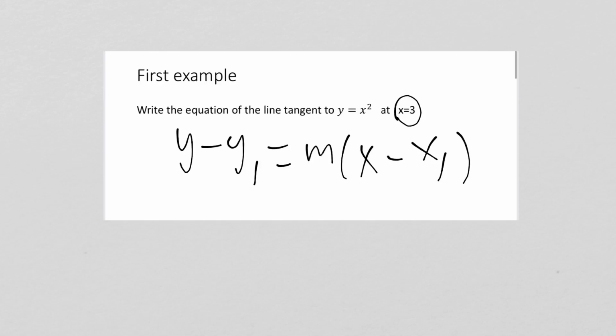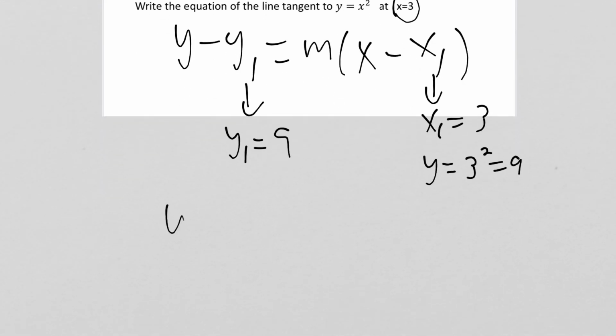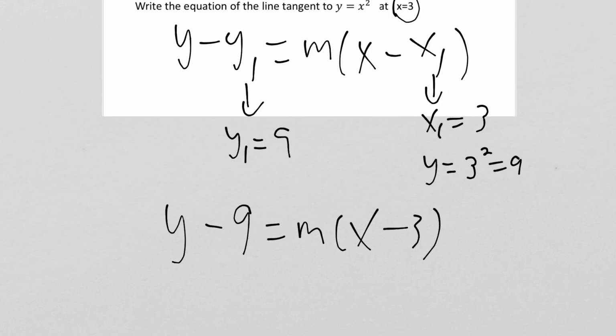Oftentimes you're given the x1. You're given the x value. x1 equals 3. Okay, and then how do I determine my y if I know my x? Well, I have a nice function here, right? It's y equals x squared. So I know that my y is just going to be equal to x squared, which is 9. So now I know that y1 equals 9. And let's rewrite this: y minus 9 equals m times x minus 3.